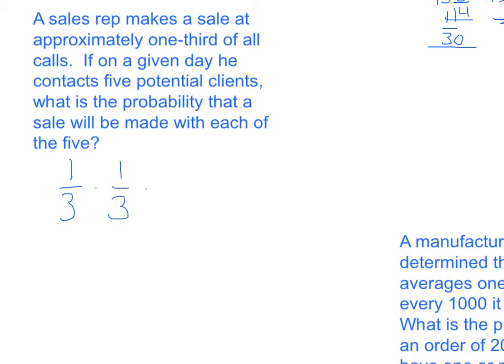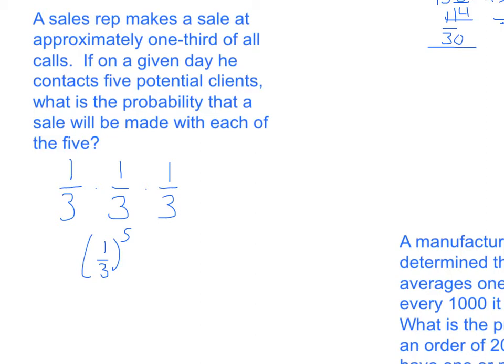And the third one would be 1 out of 3. So is there a short way we could write that? 1 out of 3 to the 5th. Because he's got 5 clients he's going to go see.